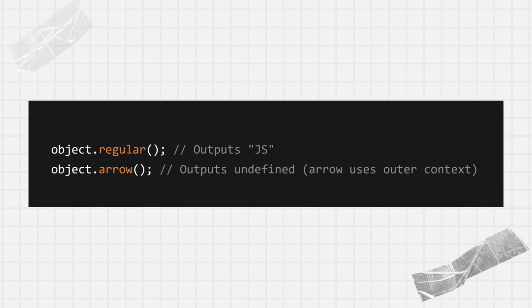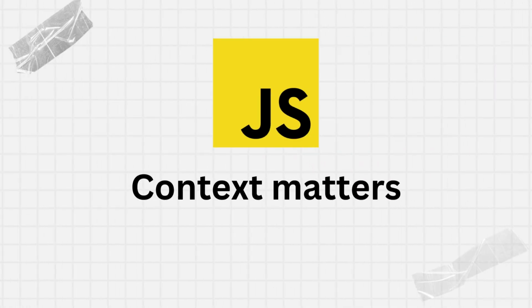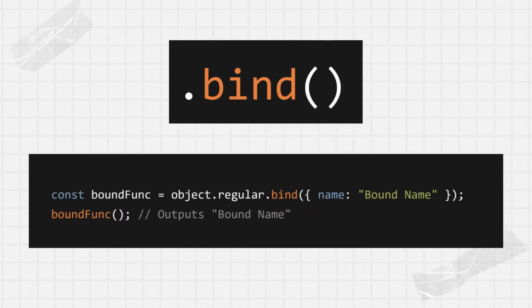The reason for this is that arrow functions use the outer context. The context of this depends on how the function is called, not where it's defined. One way to fix the problem is using .bind to explicitly set this.